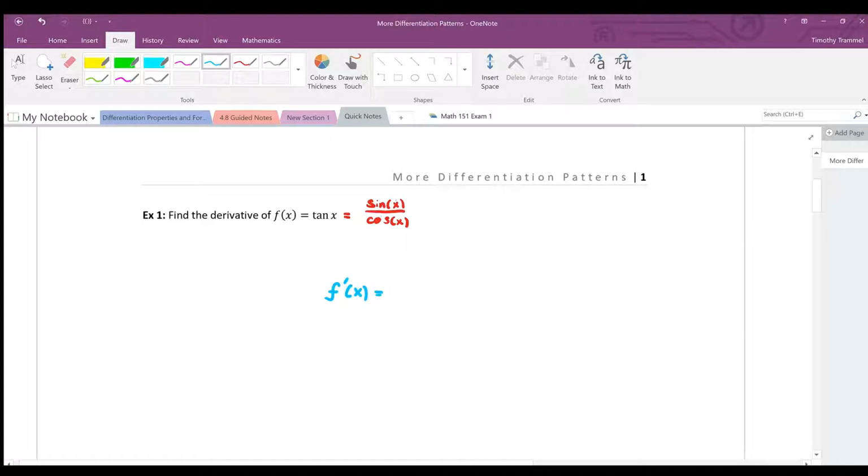So the derivative of sine is cosine. Okay. And then if we were to multiply by the bottom function, that would be also cosine of x. And then we want minus, and then the first function, sine of x, and then times the derivative of the bottom function here. If we take the derivative of that, that's minus sine of x. And then this is all over cosine of x squared.